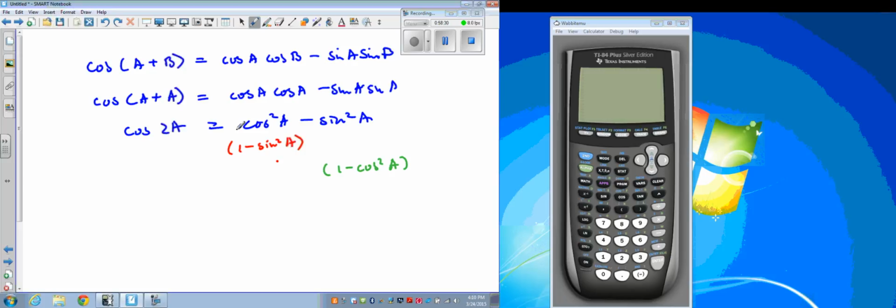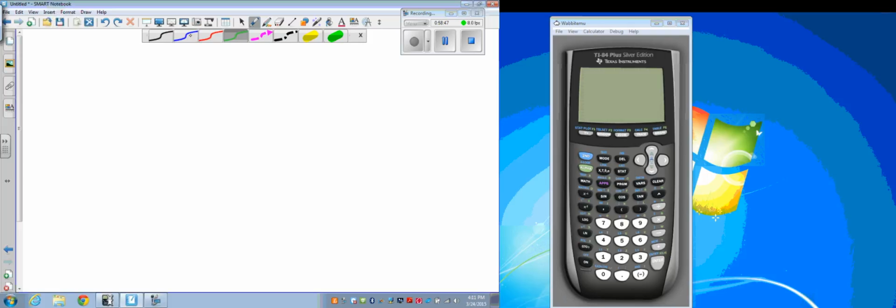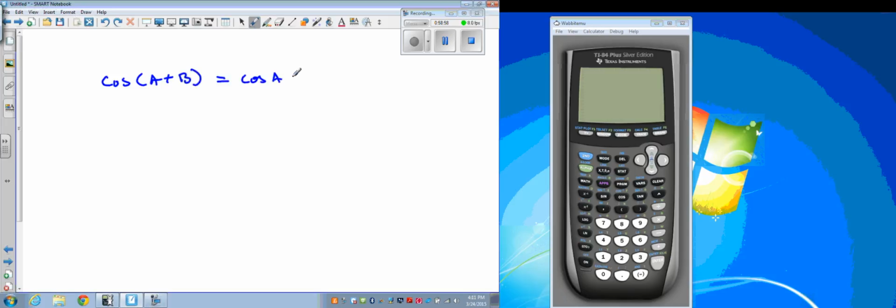And then on page 238, they're doing the product to sum. And do you notice that they're telling you right up above how they came about that? They took cosine of A plus B equals cosine A cosine B minus sine A sine B. And then they took cosine of A minus B.